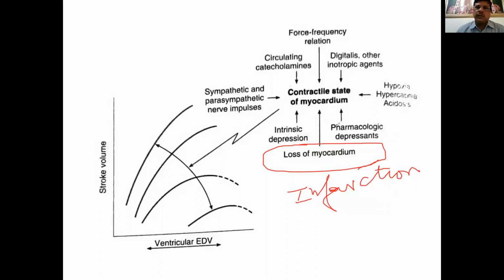And there is something called intrinsic depression. Some people have suffered from some cardiac disease, say ischemia or infarction, and after they recover, their heart, even the remaining myocardium, whatever is there, is not functioning properly compared to a normal person. As if something has changed intrinsically within the heart. It is depressing it or preventing it from functioning. So that is what we call intrinsic depression of the myocardium.